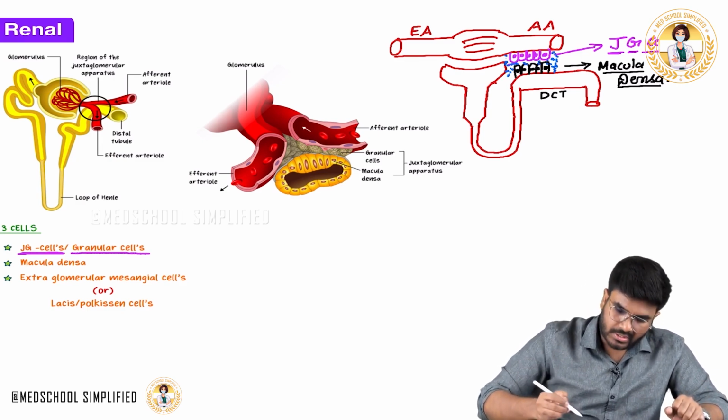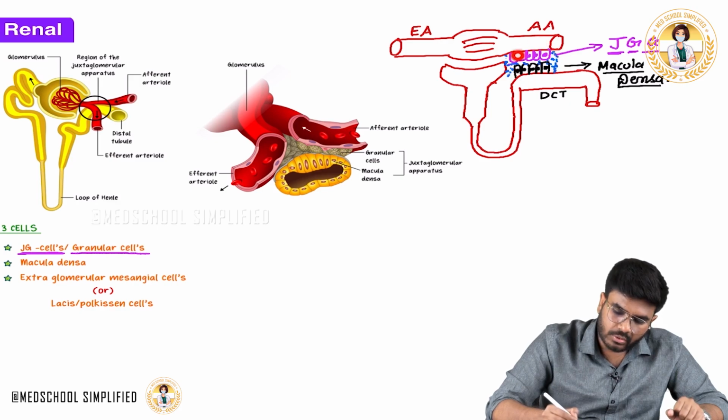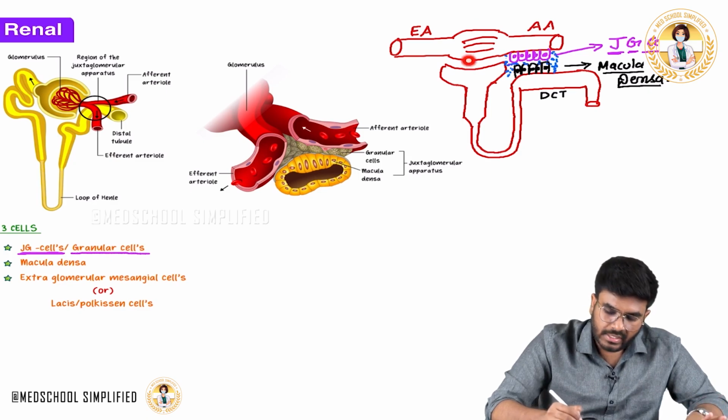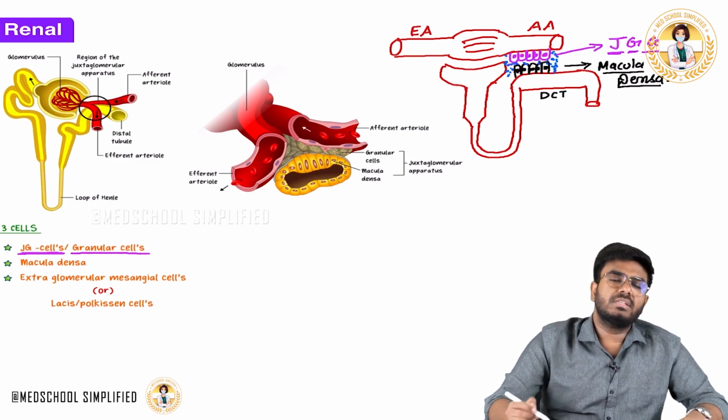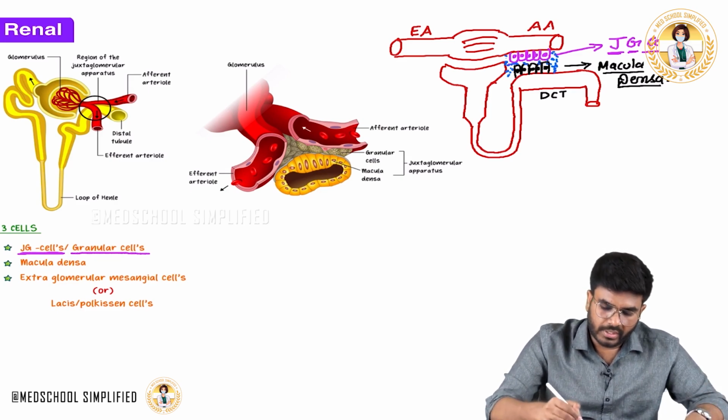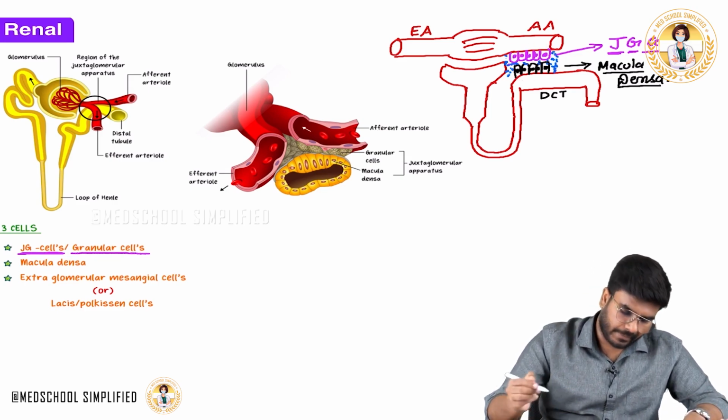Now, all these three structures together are called a JG apparatus. Why are we calling it a JG apparatus? JG means juxtaglomerular. See, here is a glomerulus. Beside the glomerulus, there is an apparatus present which is called the juxtaglomerular apparatus, which is very important for the autoregulation of the GFR.